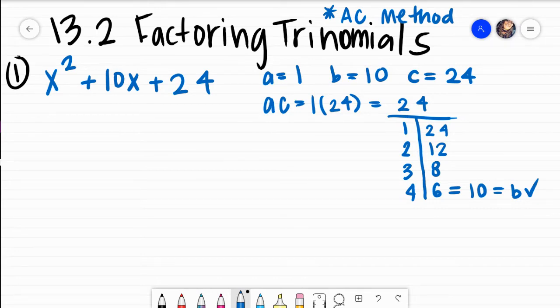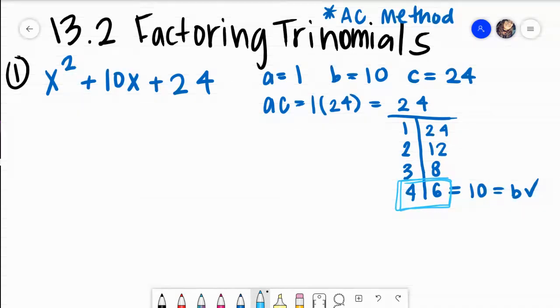What pair of these factors that multiply together to give you 24 will also simultaneously combine together to give you your B? And what I learned is that those two right here, 4 and 6, they satisfy both of those stipulations, correct? Okay, so what I'm going to do now is rewrite this original trinomial, but I'm going to expand that B term with these factors, 4 and 6.